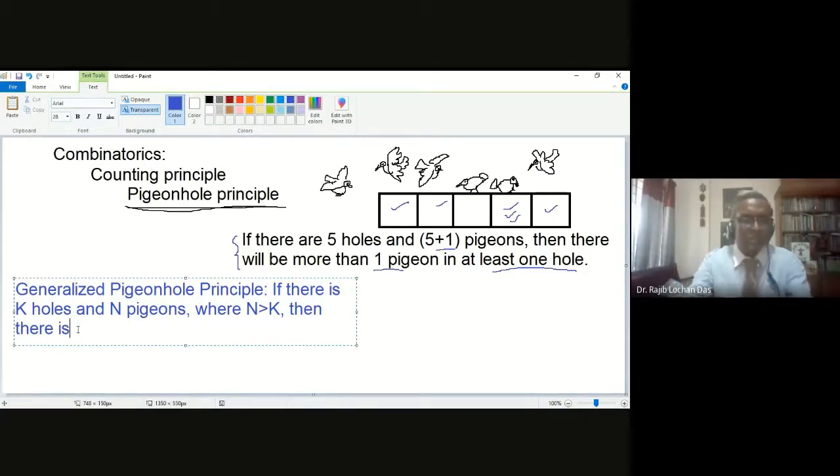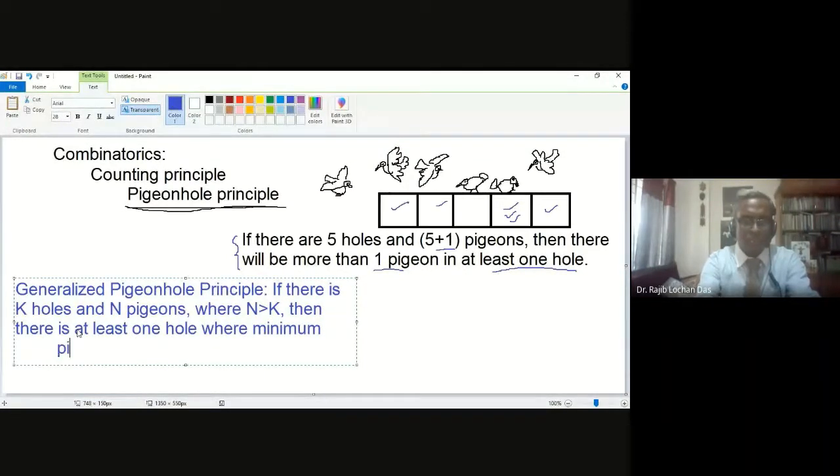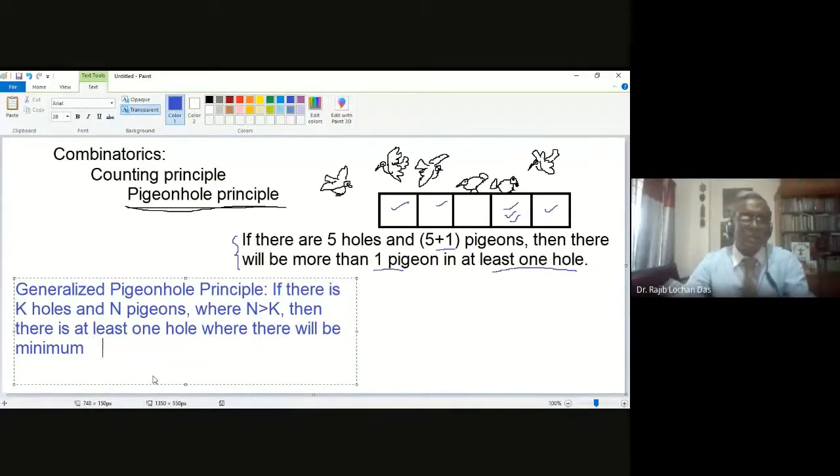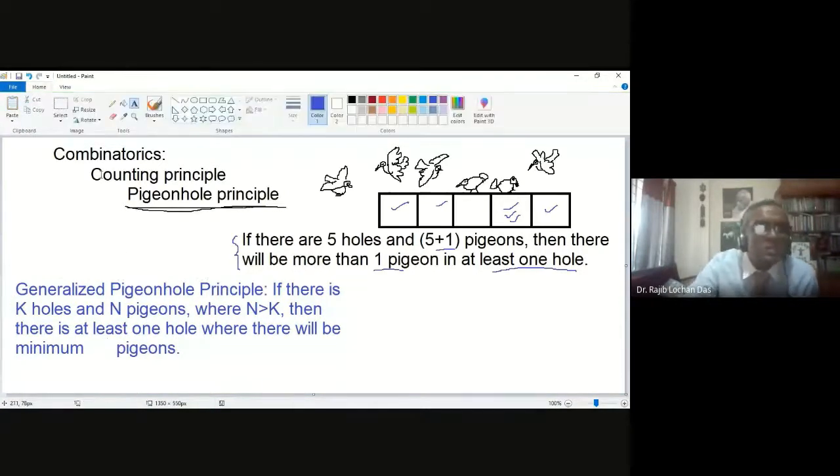Then there is at least one hole where minimum n by k pigeons lie, where there will be minimum, I will write something by hand, pigeons. So what is this thing? I will write something in this gap. So the thing is, I will write it like so.